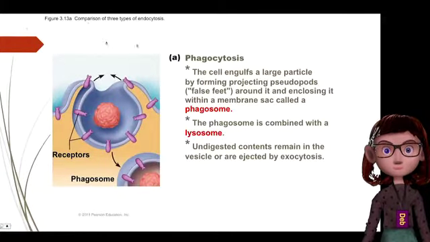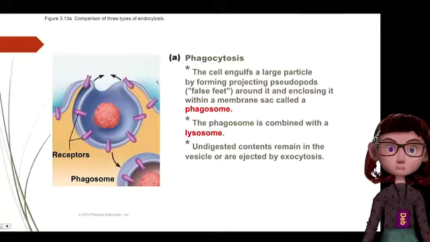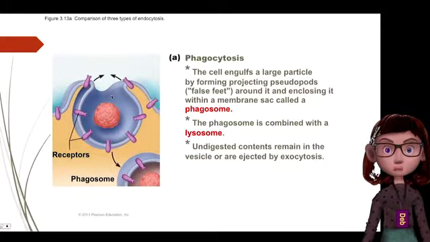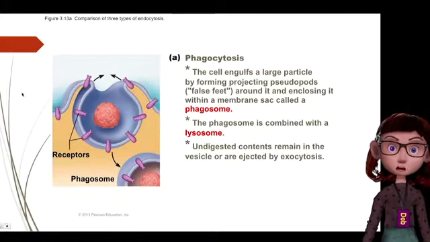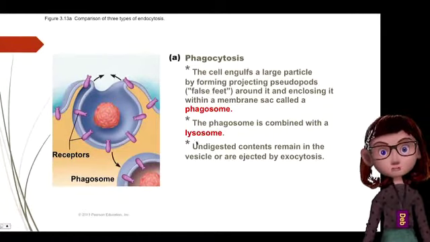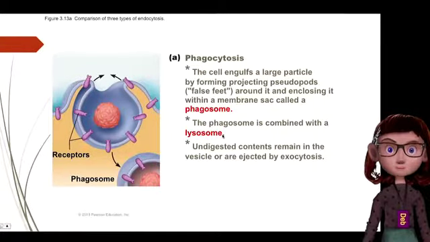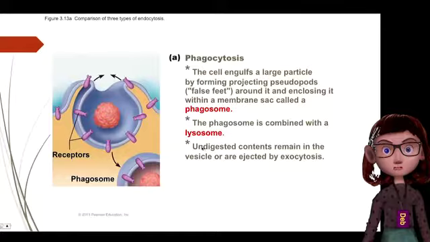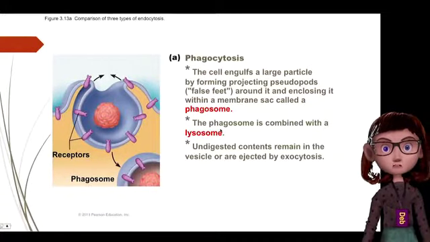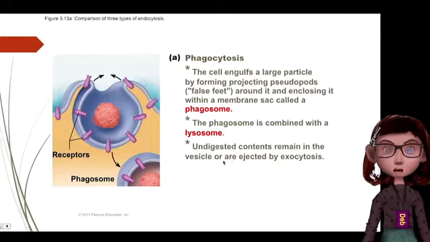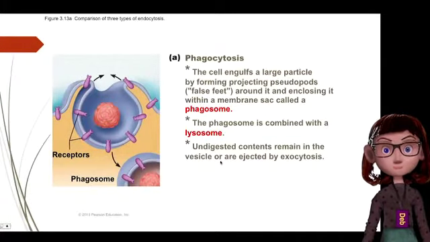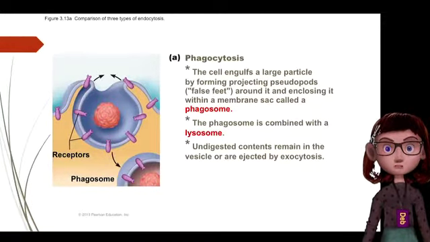And this is showing you phagocytosis, and the cell has engulfed the large particle by forming pseudopods, which are called false feet, around it, and encloses it in a membrane called a phagosome. The phagosome combines with a little vesicle called a lysosome, which contains digestive enzymes. And so this becomes a phagolysosome, and the undigested contents remain in the vesicle. The lysosome will break these apart, and then the cell will get rid of the debris by exocytosis.